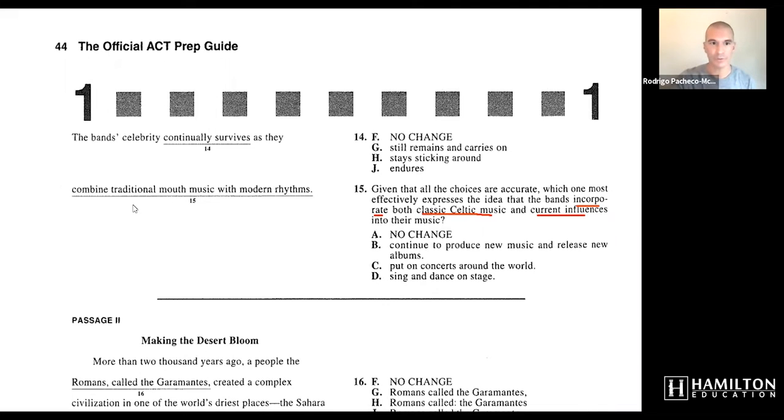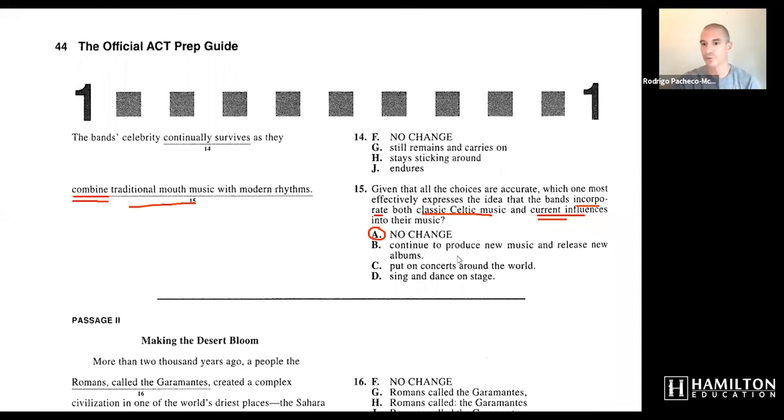If we look at A, No Change, we see this pretty important term here, combine, as they combine traditional mouth music, and we know that this is referring to Celtic music, with modern rhythms. And that corresponds with the second element here, current influences. We know that that is our correct answer. Let's take a look at the other ones.